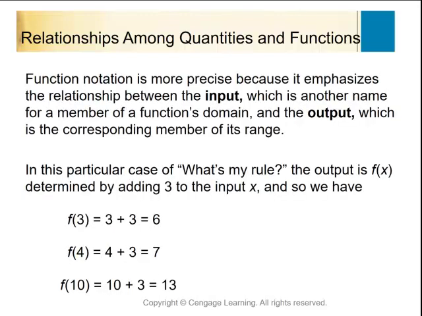Now, function notation is very precise. In this particular case, we're looking at f of x equals x plus 3. If you'll remember, in place of x we put a 3, in place of x we put a 4, in place of x we put a 10. We say this as f of x, meaning f is a function of x, and we put that number in for x.